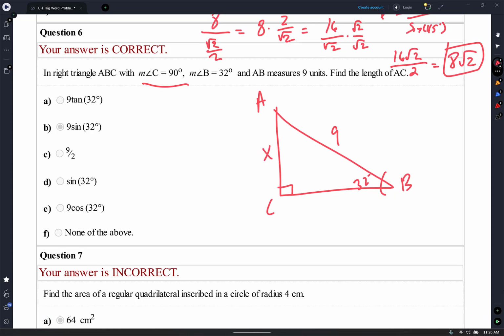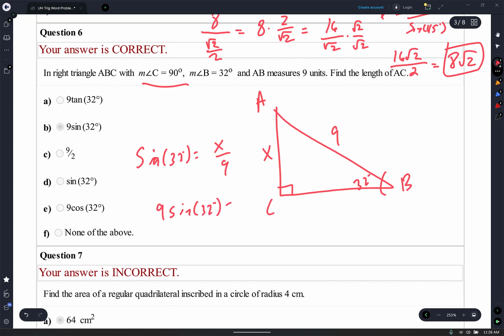I think I would just use sine. Sine is opposite over hypotenuse. So I'm going to write sine 32 degrees equals x over 9. Times 9, times 9. 9 sine 32 degrees equals x. And because that's how they have it, I don't have to type it in the calculator.